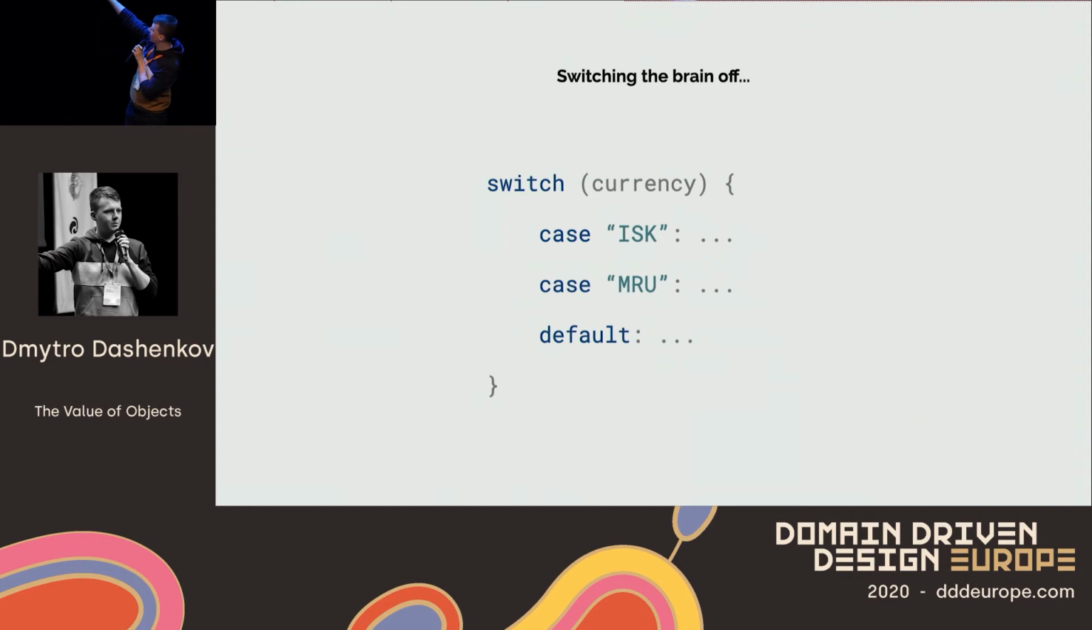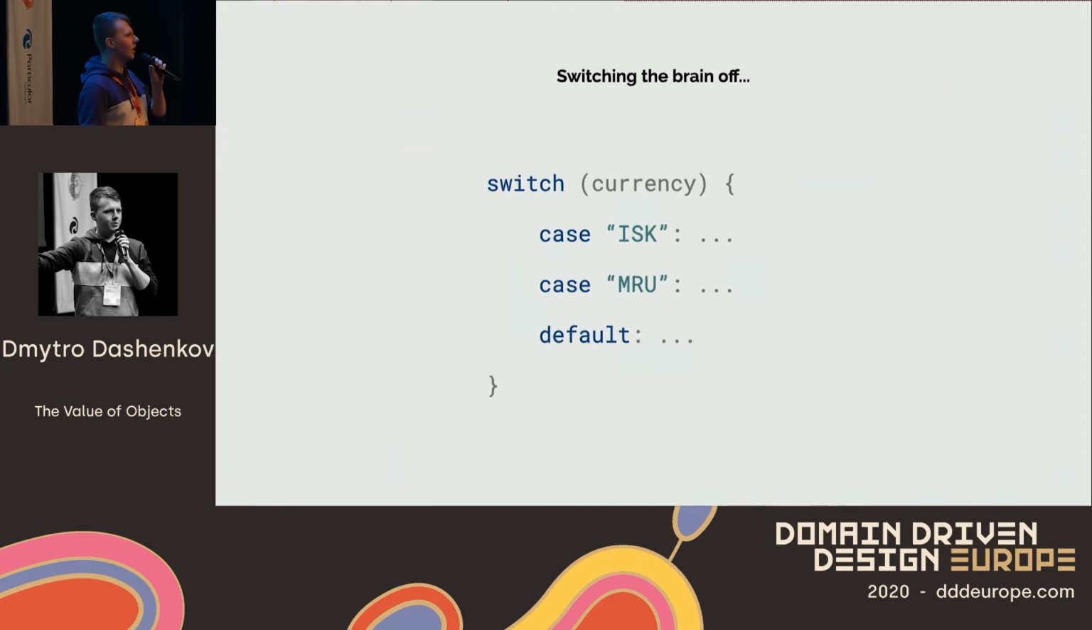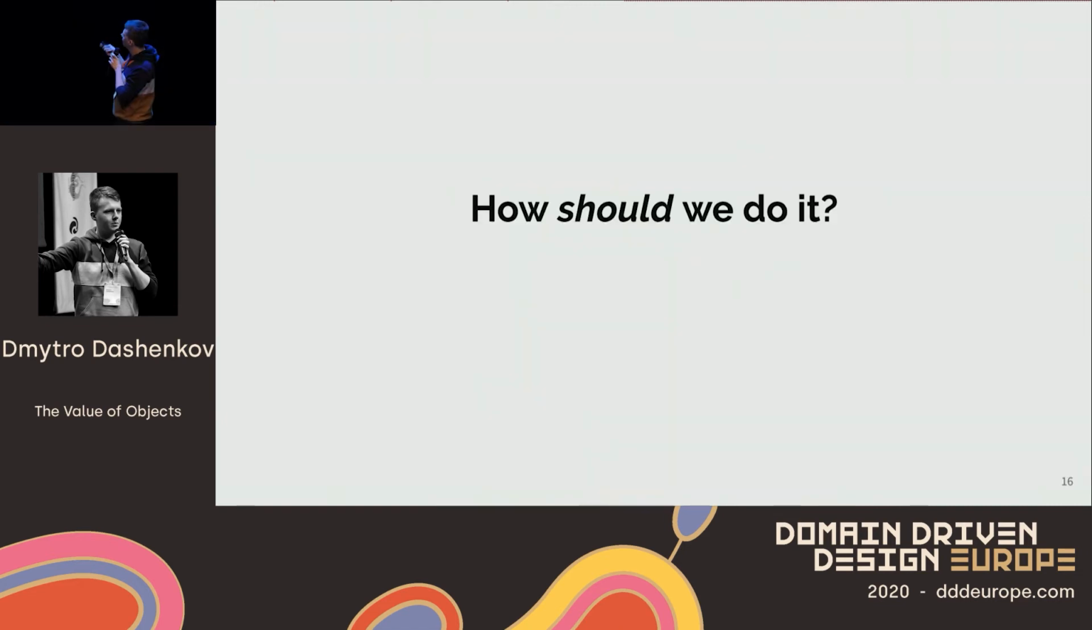I put ISK, which stands for Icelandic krona. Any people from Iceland here? Okay, so Icelandic krona has no equivalent of cents whatsoever. So this is another corner case. How do we solve this problem?